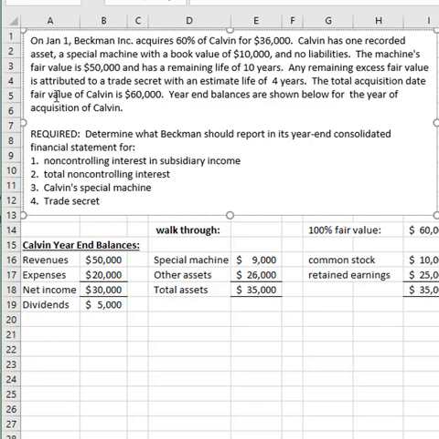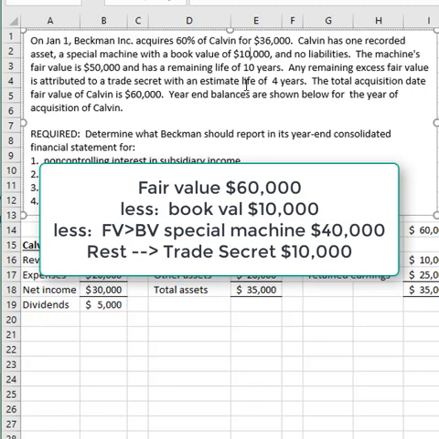The acquisition fair value of Calvan was $60,000. Calvan has one asset with a book value of 10 and no liabilities. So the book value of Calvan was 10, so that's a $50,000 excess of fair value over book, of which $40,000 goes to the special machine, and the other 10 goes to the trade secret. That's the work of chapter 3, so that part is really not new here, although it's a good review.